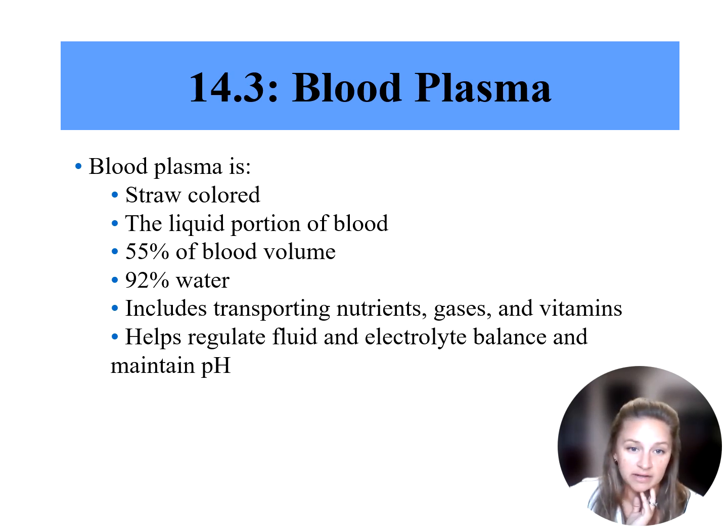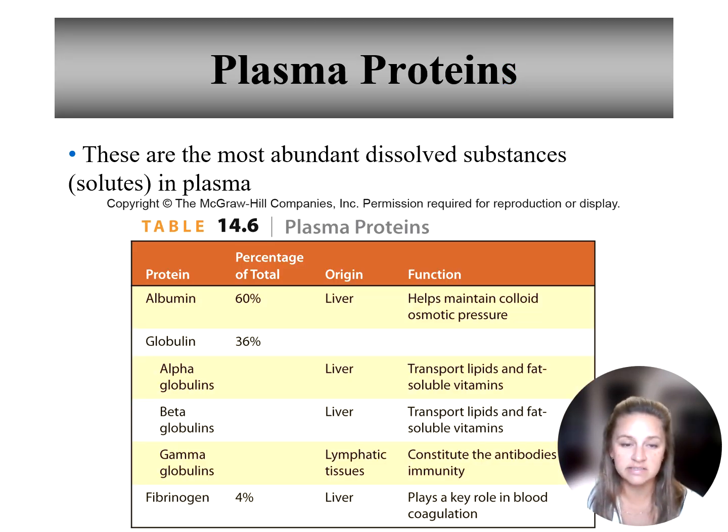soluble in our blood. So blood plasma is important for transporting nutrients, gases, vitamins, helps regulate fluid and electrolyte balance, and pH. So again, remember, homeostasis is the theme for all of these systems. All living things have to maintain these very specific parameters, and all of that is regulated to maintain homeostasis.